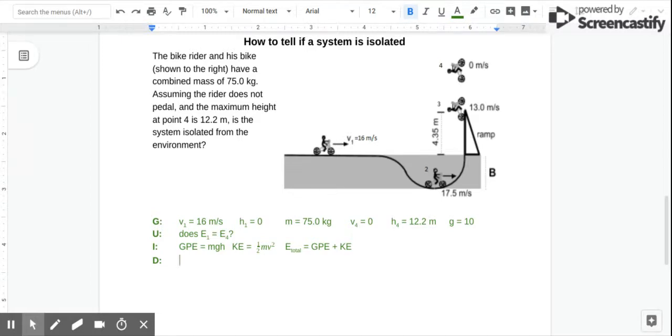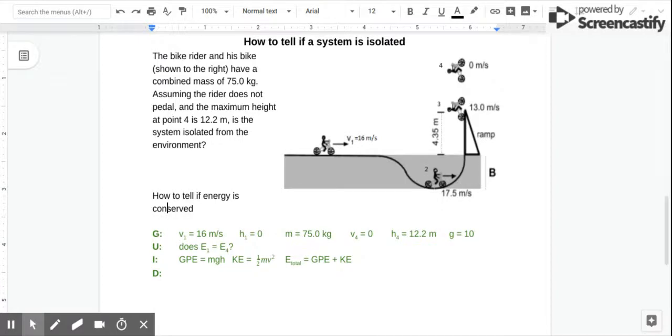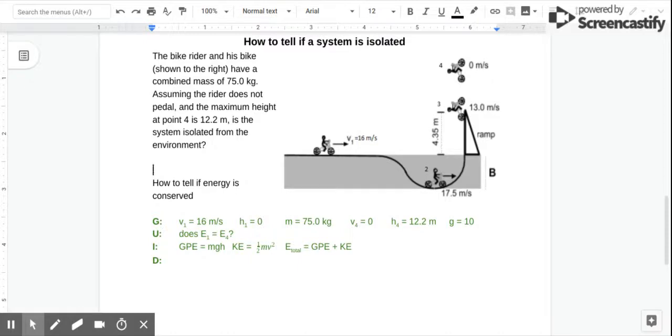Hey everybody, this video is all about how to tell if a system is isolated, which is the same thing as how to tell if energy is conserved. I know in this unit we're saying energy is conserved all the time. However, you will get questions from time to time, maybe on a quiz or a test, asking you, is energy conserved here? So here we go.